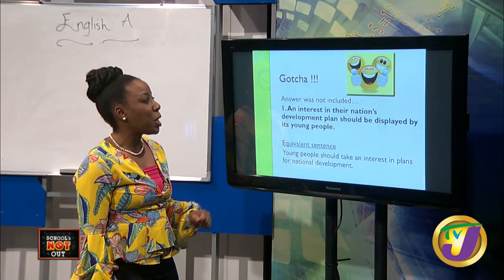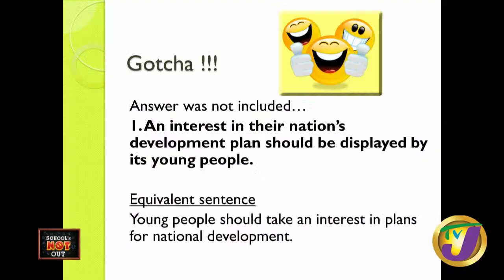So let me reread the original sentence. An interest in their nation's development plan should be displayed by its young people. The equivalent sentence is, young people should take an interest in plans for national development. I'm feeling all the bright sparks out there, you know.